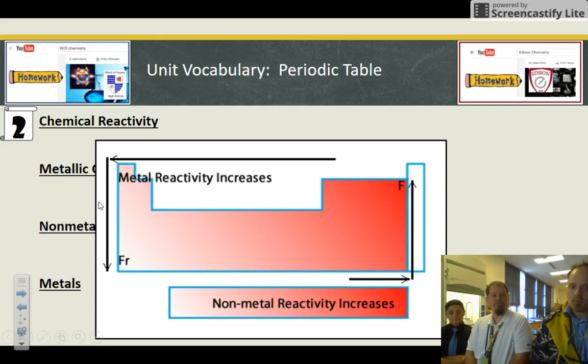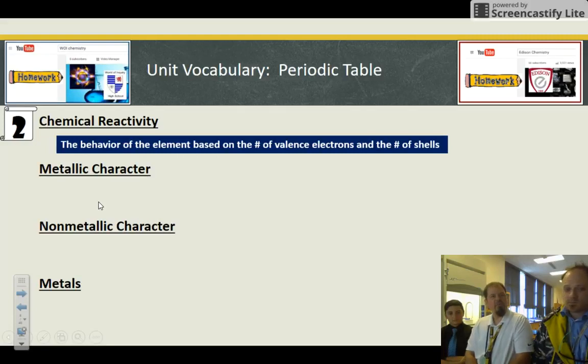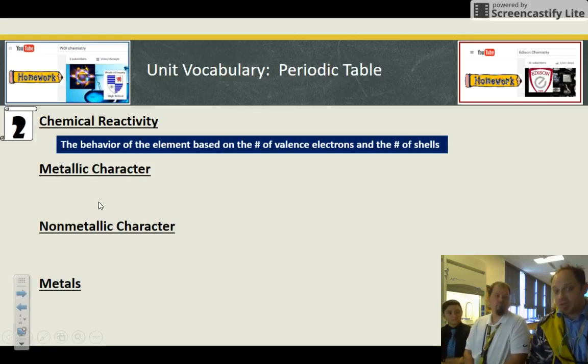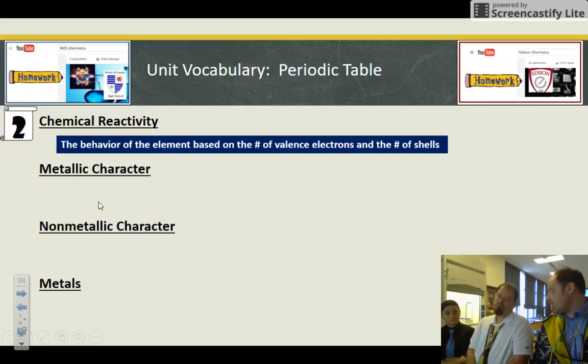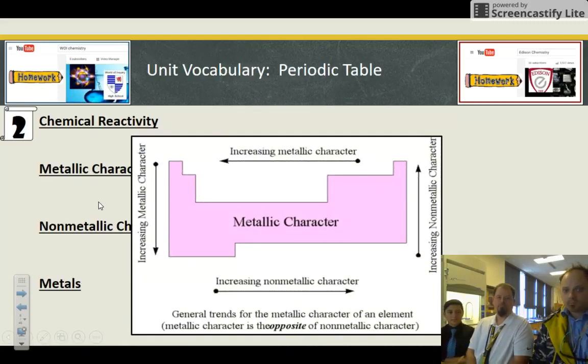Chemical reactivity. So here's a little graph that talks about metal and non-metal reactivity, where the most reactive metals and non-metals are. And this is the behavior of an element based on its number of valence electrons and the total number of shells. There are lots of things that go into that, but it's basically the behavior of elements.